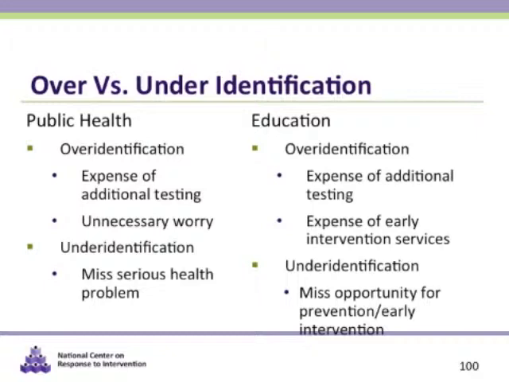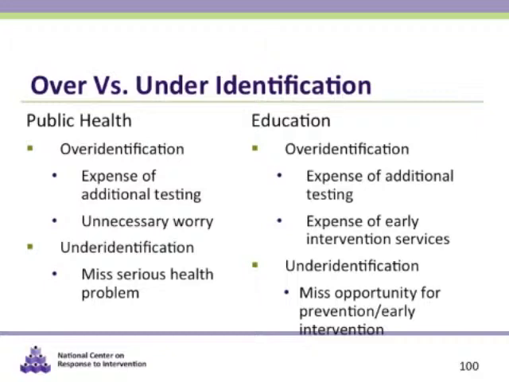Understanding over-identification and under-identification and the effects of those can help us make better decisions about how we use our cut scores. If you think about public health, you may go in for a cancer screening, and some cancer screenings aren't very effective or aren't very accurate, and they tend to over-identify individuals. So say a mammogram or whatnot. Now, in over-identifying someone as having cancer, we also have to go through additional testing to confirm or disconfirm was that cancer screening correct. So we have some additional expense.